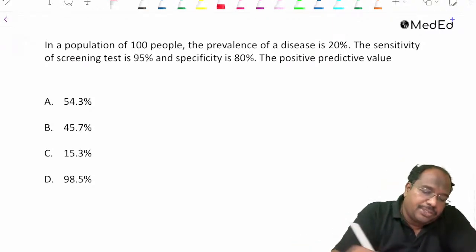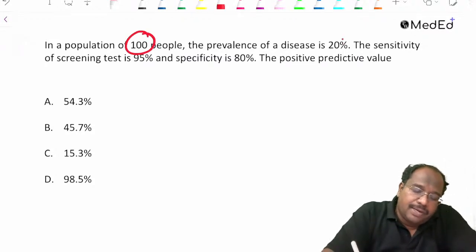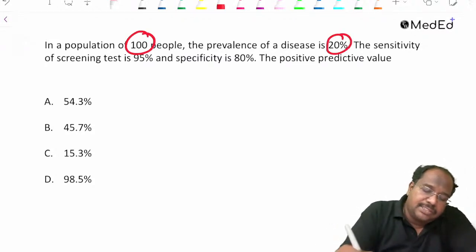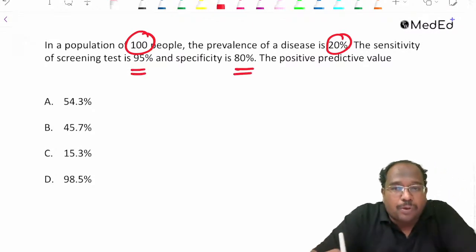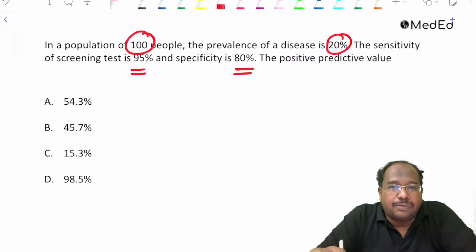Now, in a population, there are 100 people. Prevalence is 20%, sensitivity is 95%, specificity is 80%. What is the positive predictive value? So we will see it one by one.